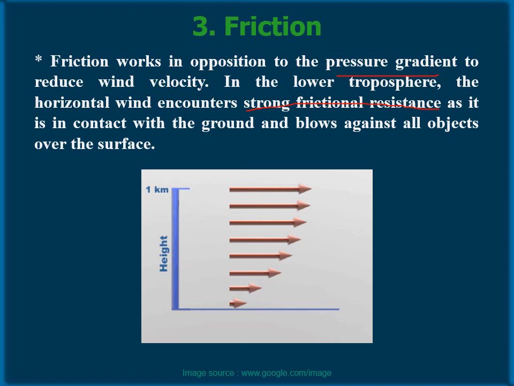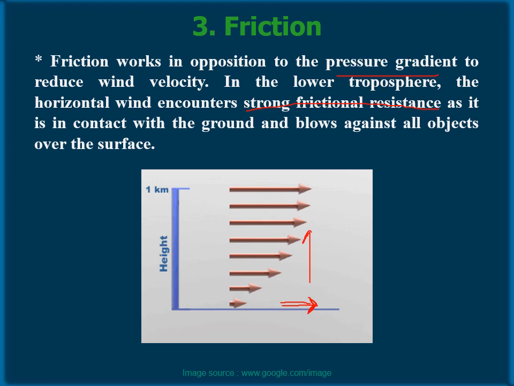Now the effects of friction are more pronounced close to the earth's surface, because close to the earth's surface the moving air encounters all the objects over the earth's surface. So the greatest friction occurs close to the earth's surface, thereby the greatest reduction of movement of wind also occurs there, and almost close to the earth's surface, except in the cyclonic condition, the wind movement is negligible. Now the influence of friction diminishes rapidly with altitude.